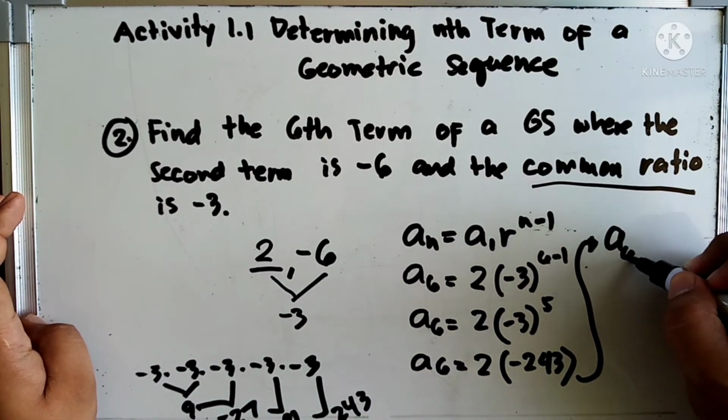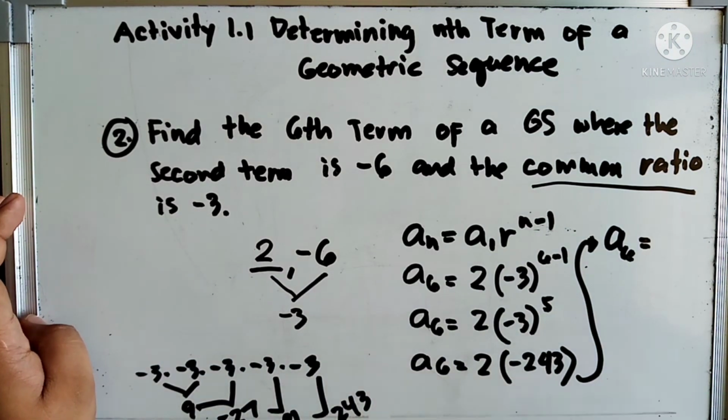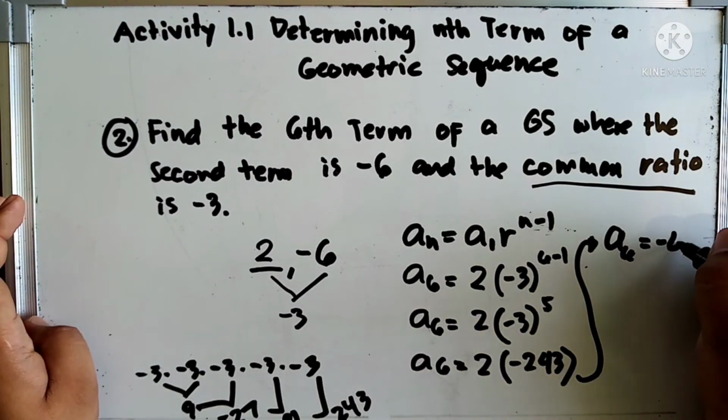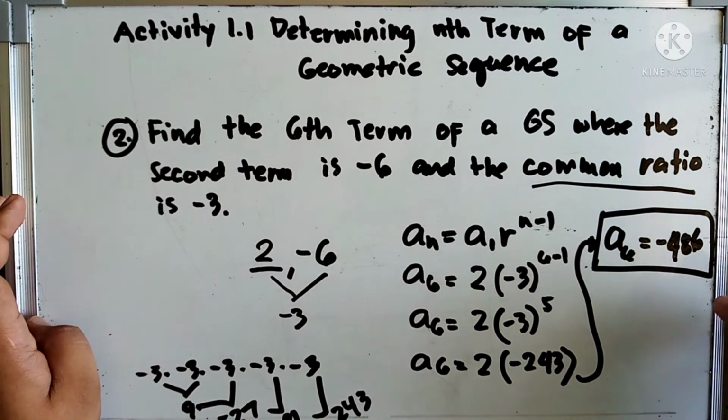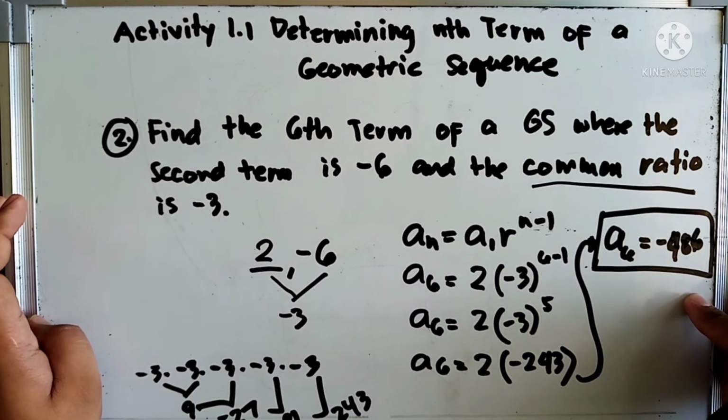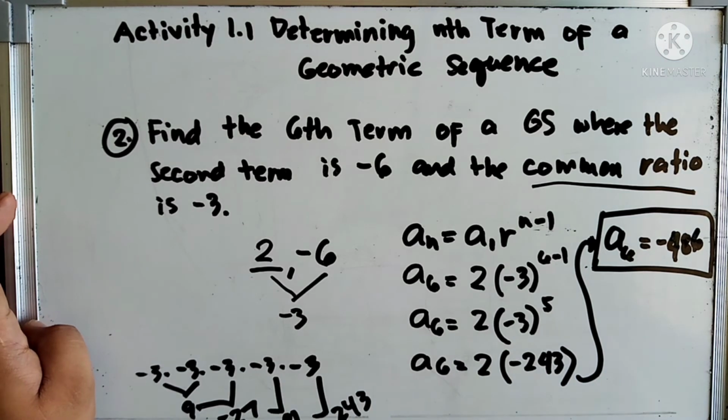So we have a sub 6 equal to 2 times negative 243. So that is negative 486. So that means the sixth term must be negative 486.